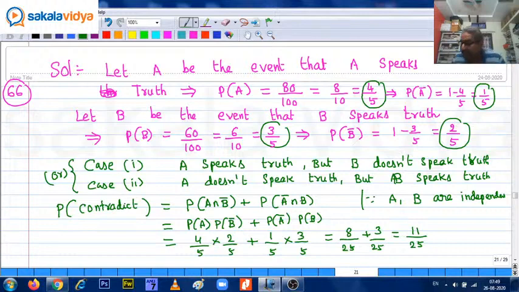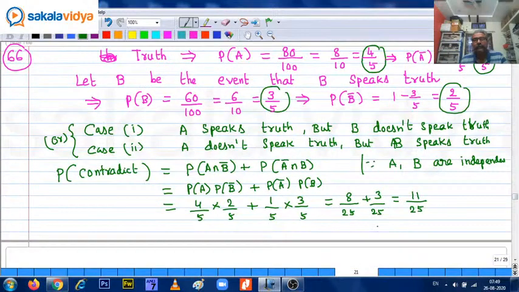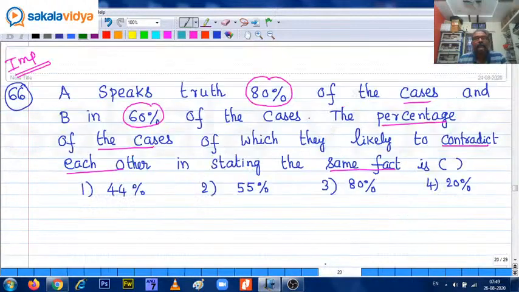But what are we asked? We are asked for the percentage, so we need to find the percentage: 11 by 25 multiplied by 100. 25 times 4 is 100. The answer is 44%. That means in 44% of the cases, they contradict each other. This is the answer, 44%.